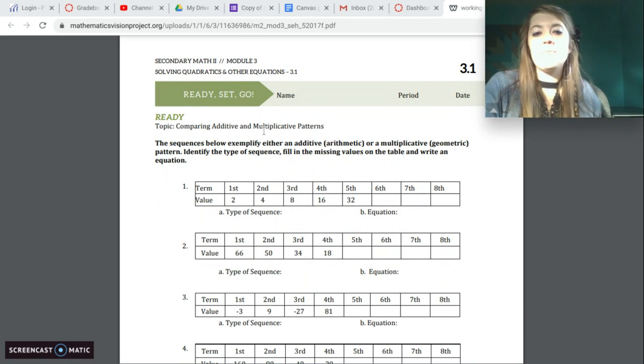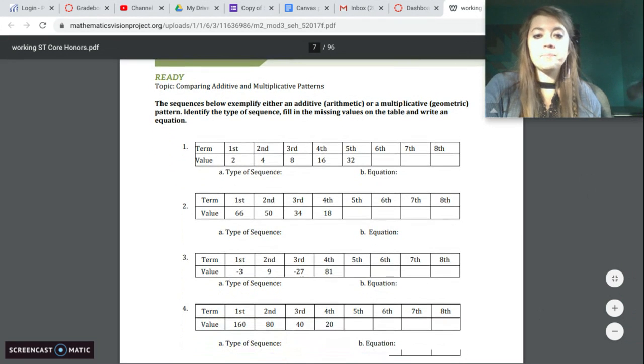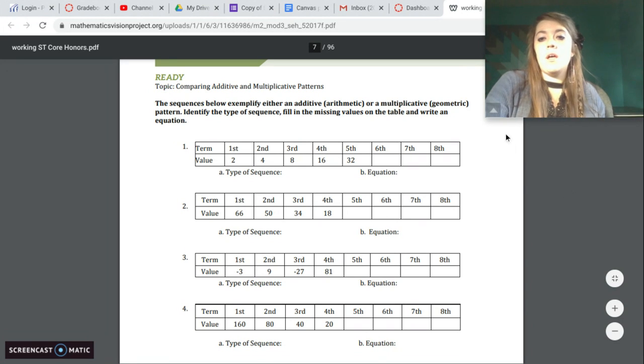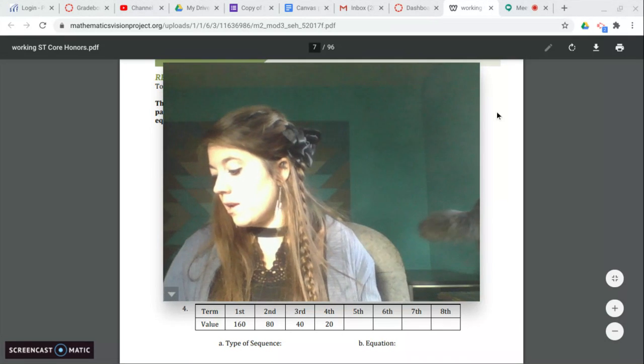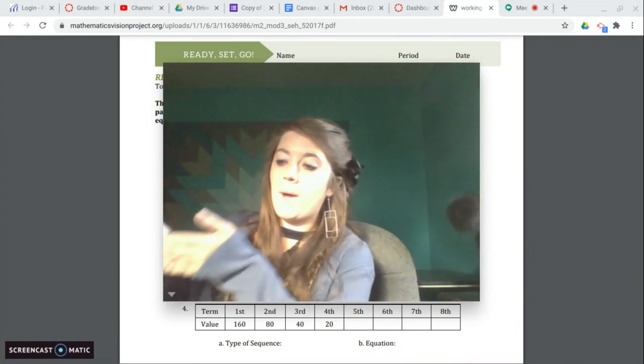So comparing additive and multiplicative patterns. The sequences below exemplify either an additive, which is arithmetic, or a multiplicative, which is geometric, pattern. Identify the type of sequence, fill in the missing values on the table, and write an equation. So we've got these different tables, and we want to figure out what kind of sequence is being represented, write the equation, and find our missing values. The pen function on there is not working, so I've got my whiteboards.